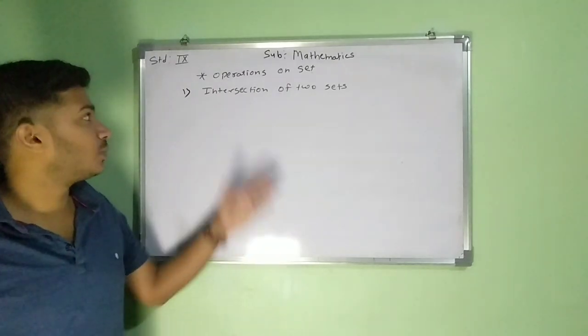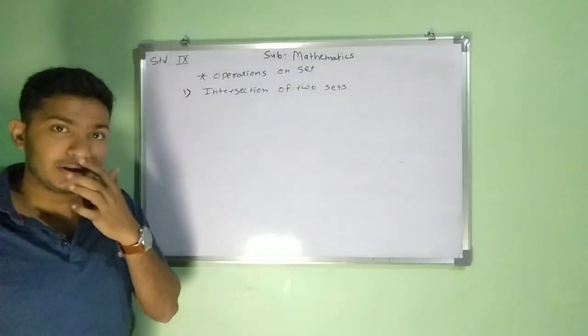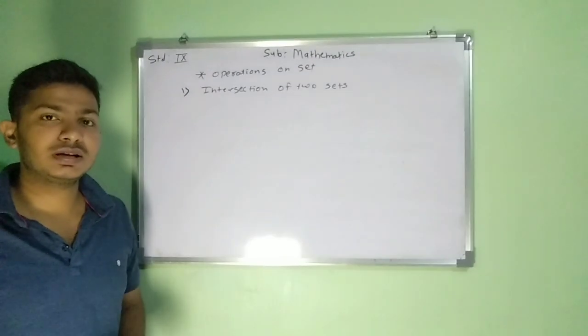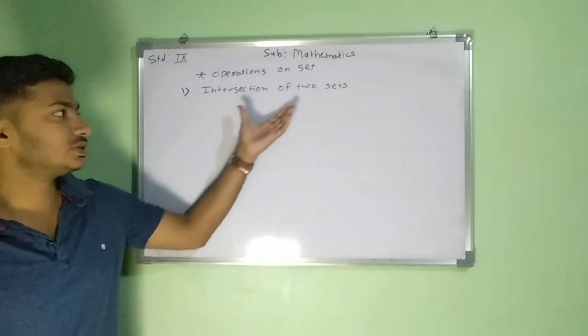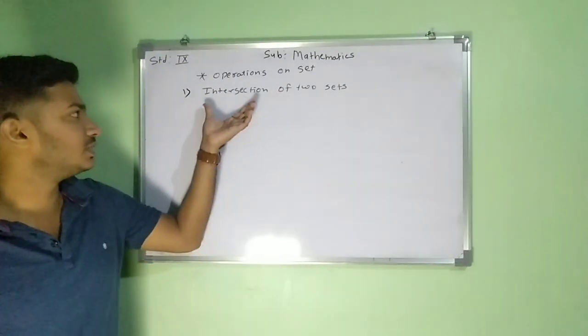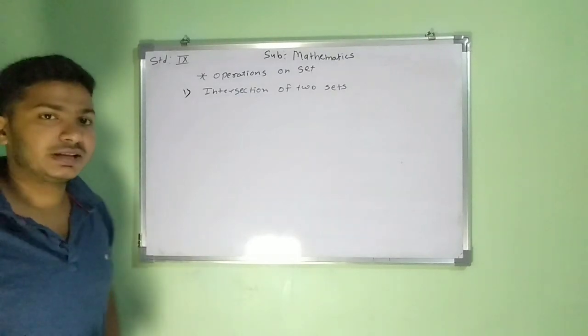Hello student, our today's topic is operations on sets. As we have done operations on natural numbers, whole numbers, and integers, there are some operations on sets as well. In that, the first one is the intersection of two sets. So what will that be?